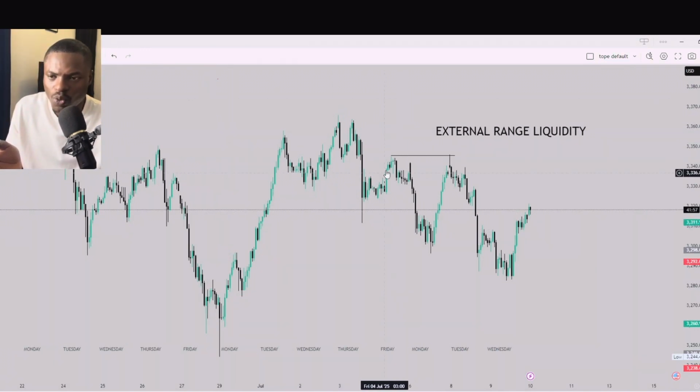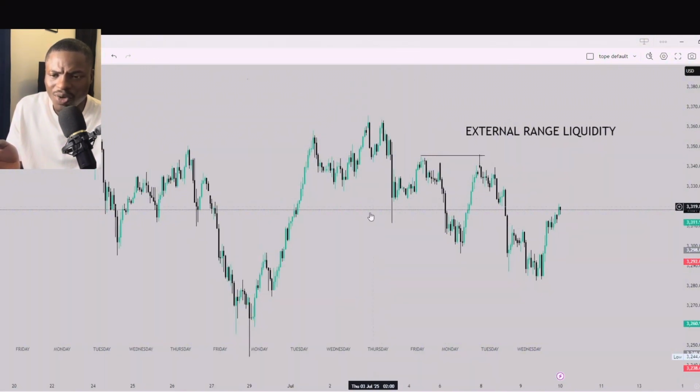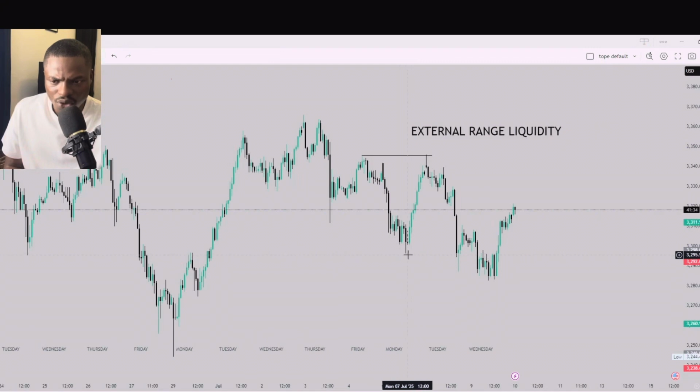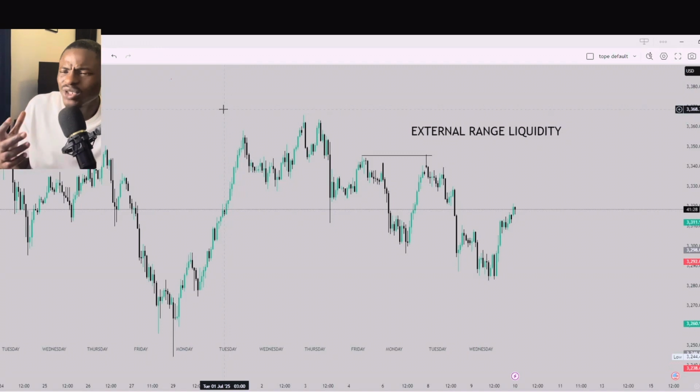So what you see here is we took out this external range liquidity and we came down targeting this internal range liquidity. After taking out this external range liquidity, this internal range liquidity is the next area of liquidity. And when we take out the external range liquidity, we come down to this internal range liquidity. As you can see, it's the same for everything, but I'm not just telling you. I want you to go into your chart and backtest it so that you can have the same confidence I have in this setup on your own without anyone needing to convince you.